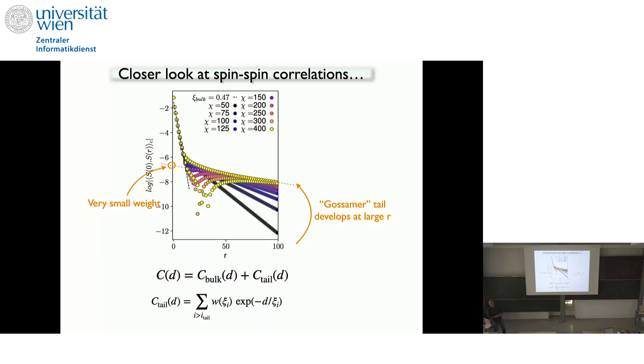But we don't know the functional form of the tail. I don't know whether it's a power law. It may not be a power law. It could be anything that goes slower than an exponential. It could be a stretch exponential. It could be anything. But it depends how this coefficient decays with psi.